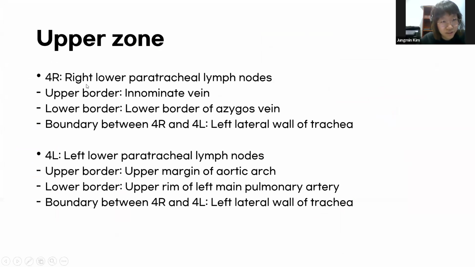Oh, I mistyped it. It's the lower zone. 4R is right lower paratracheal lymph nodes, and 4L is left lower paratracheal lymph nodes. The boundary between the right and left is again the left lateral wall of the trachea, and 4R has a different upper and lower border from 4L because there are different anatomical structures in the right and left side. So 4R is below the brachiocephalic vein and above the azygos vein. And 4L is below the upper margin of the aortic arch and above the left main pulmonary artery.